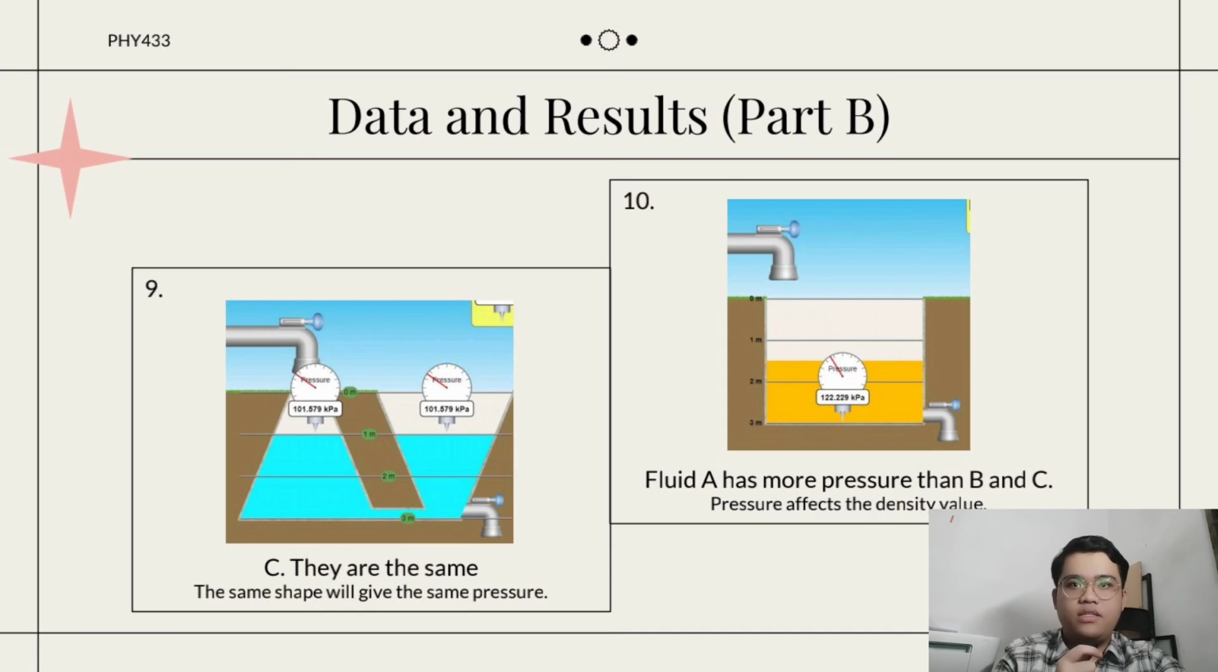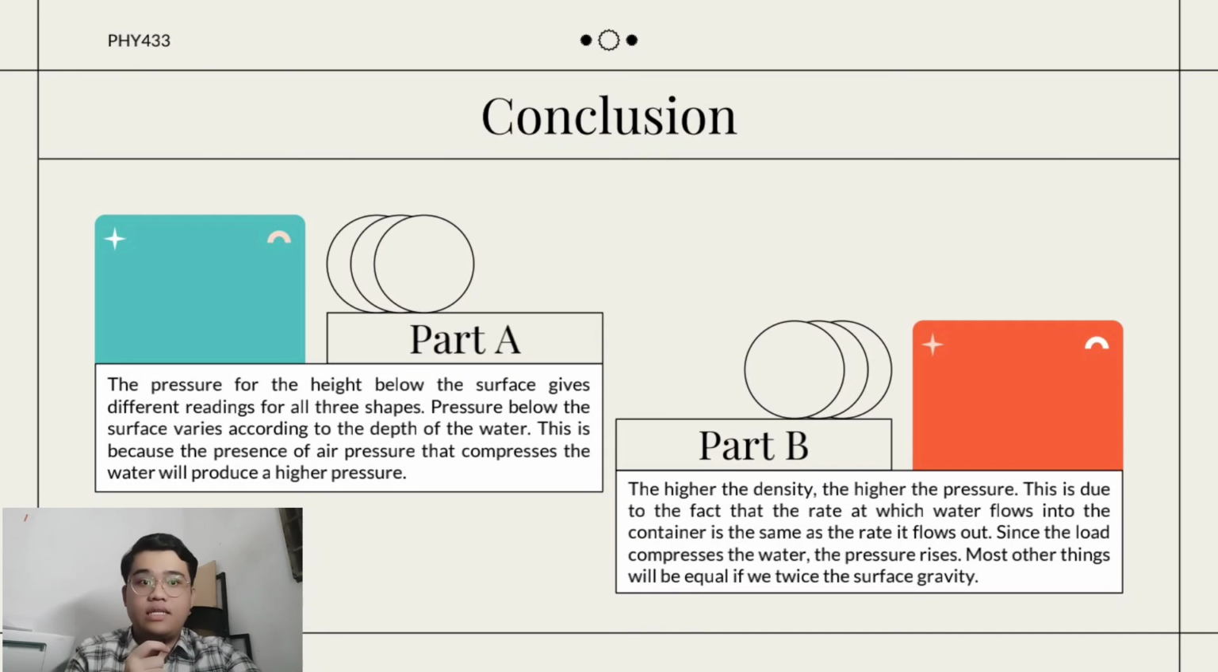Lastly, for the conclusion of part A, the pressure at the height below the surface gives different readings for all three shapes. This is because the presence of air pressure that compresses the water will produce a higher pressure. For part B, this is due to the fact that the rate at which water flows into the container is the same as the rate at which it flows out. Most other things will be equal if we go towards the surface gravity.